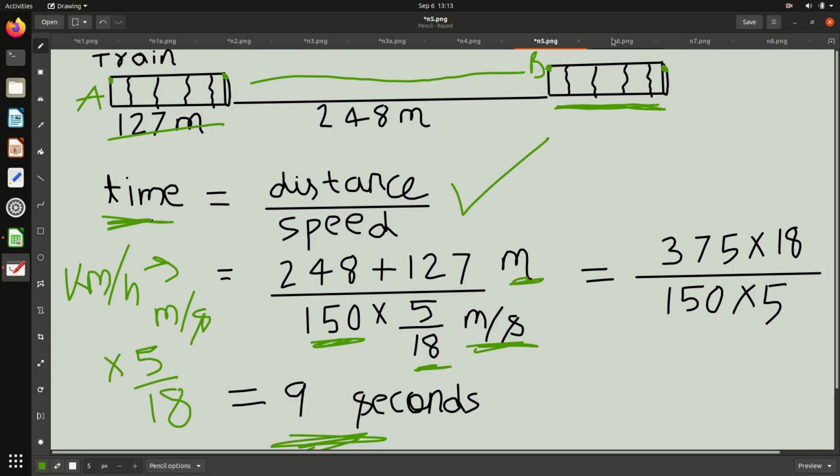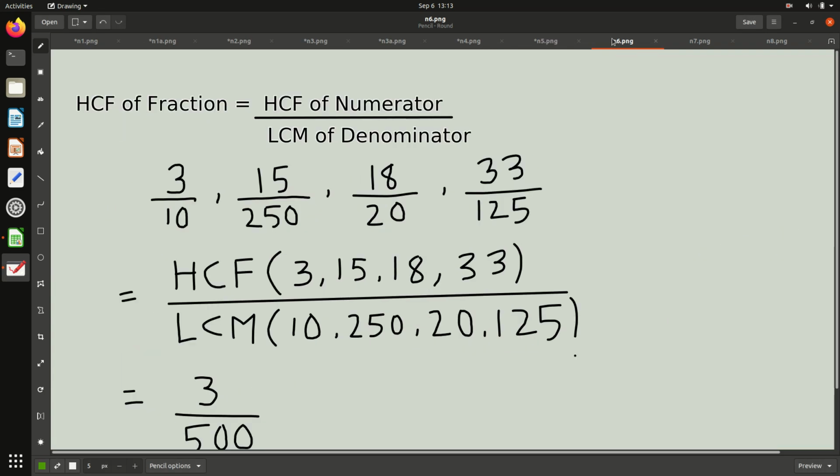So the method is, there is a simple trick you have to remember. Whenever you are asked to find HCF of fractions, it is nothing but HCF of numerator divided by LCM of denominator. That's it. Whenever you have to find HCF, always remember, take HCF of numerator, LCM of denominator. Here HCF, numerator also HCF. In this way, remember. Okay.